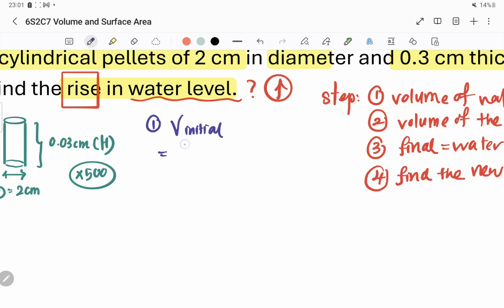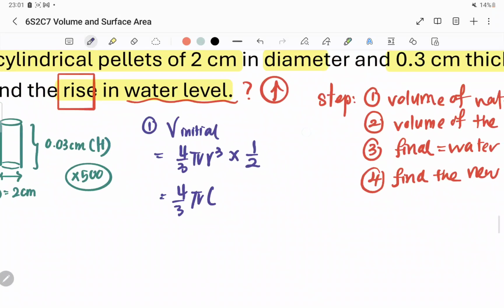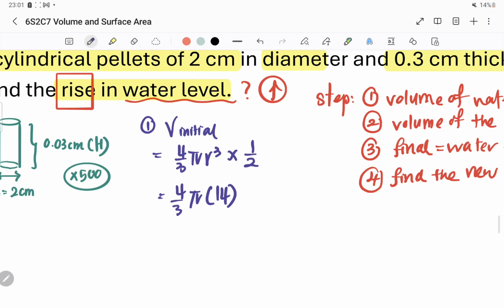So it's a hemisphere, so it's 4/3 pi r cube. But because it's a hemisphere, we'll divide by 2. So 4/3 times pi times r. R in the question is given that it is 14 cm, times 1/2. So you put in your answer 4/3 times pi times 14 cube times 1/2.